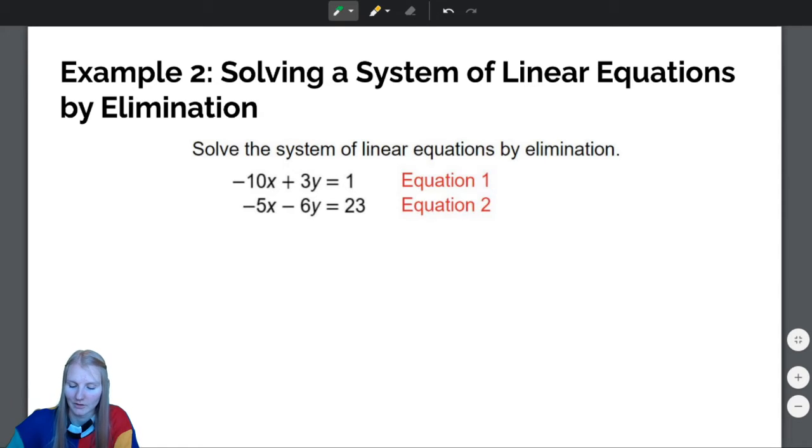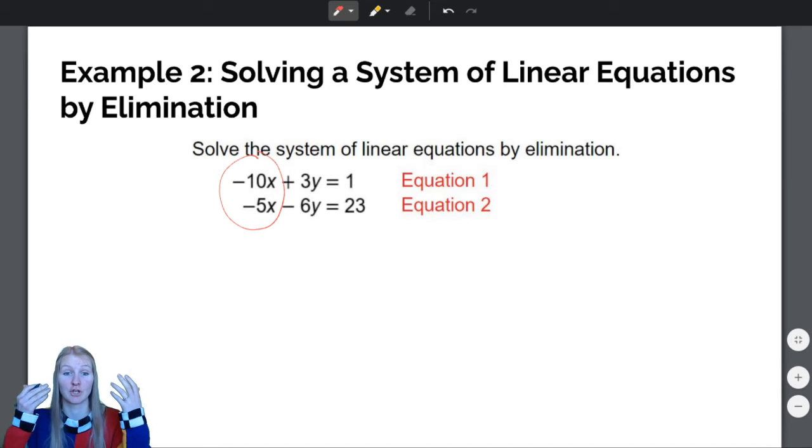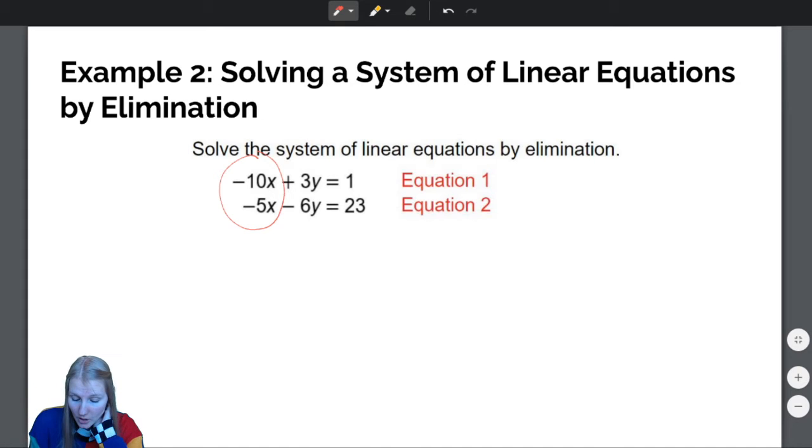So, step 1, we're going to see, is it necessary to multiply by a constant or by a number? So let me look at my x terms. I notice that I have negative 10x and negative 5x. So, if I wanted to have the same coefficient, I could multiply this equation by 2, because 2 times negative 5x gives me negative 10x. And then these would be the same coefficients.